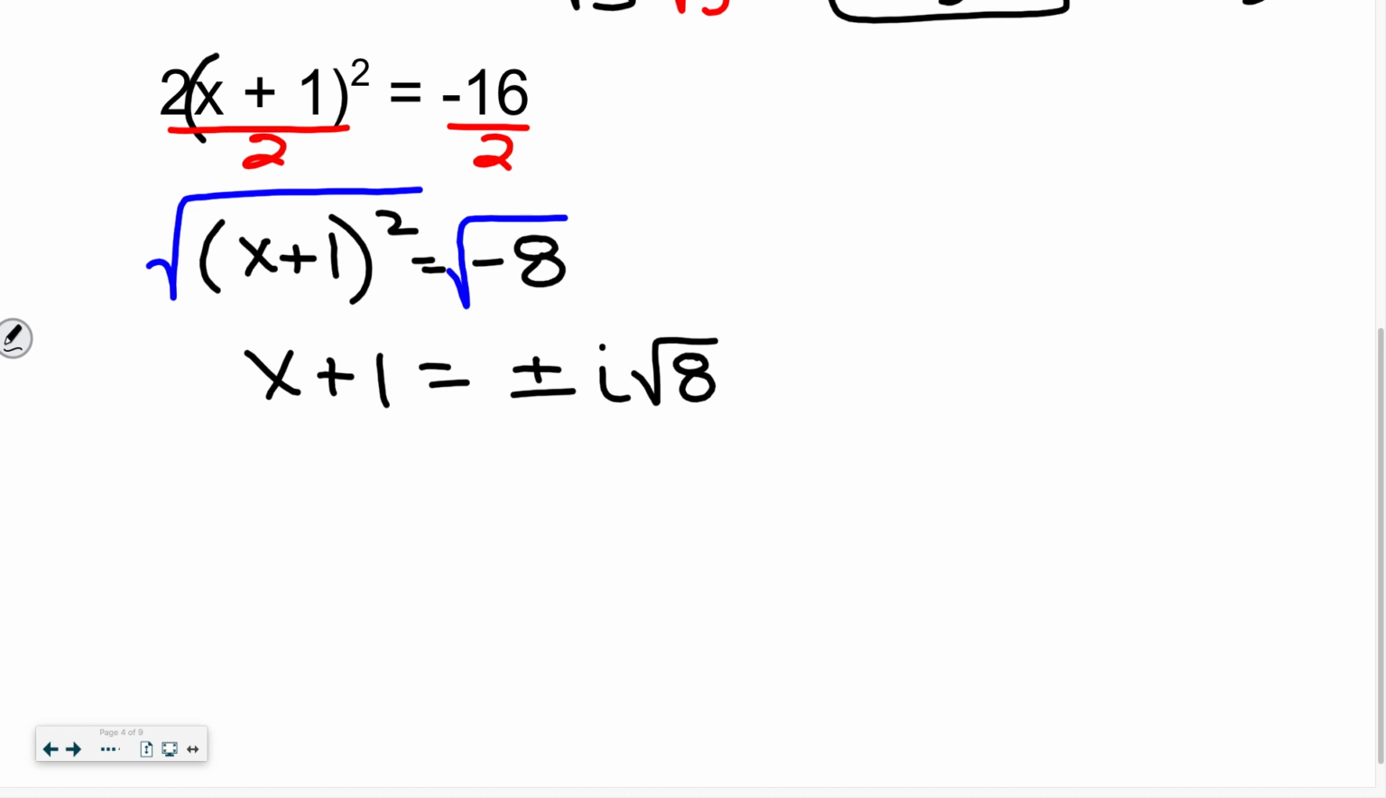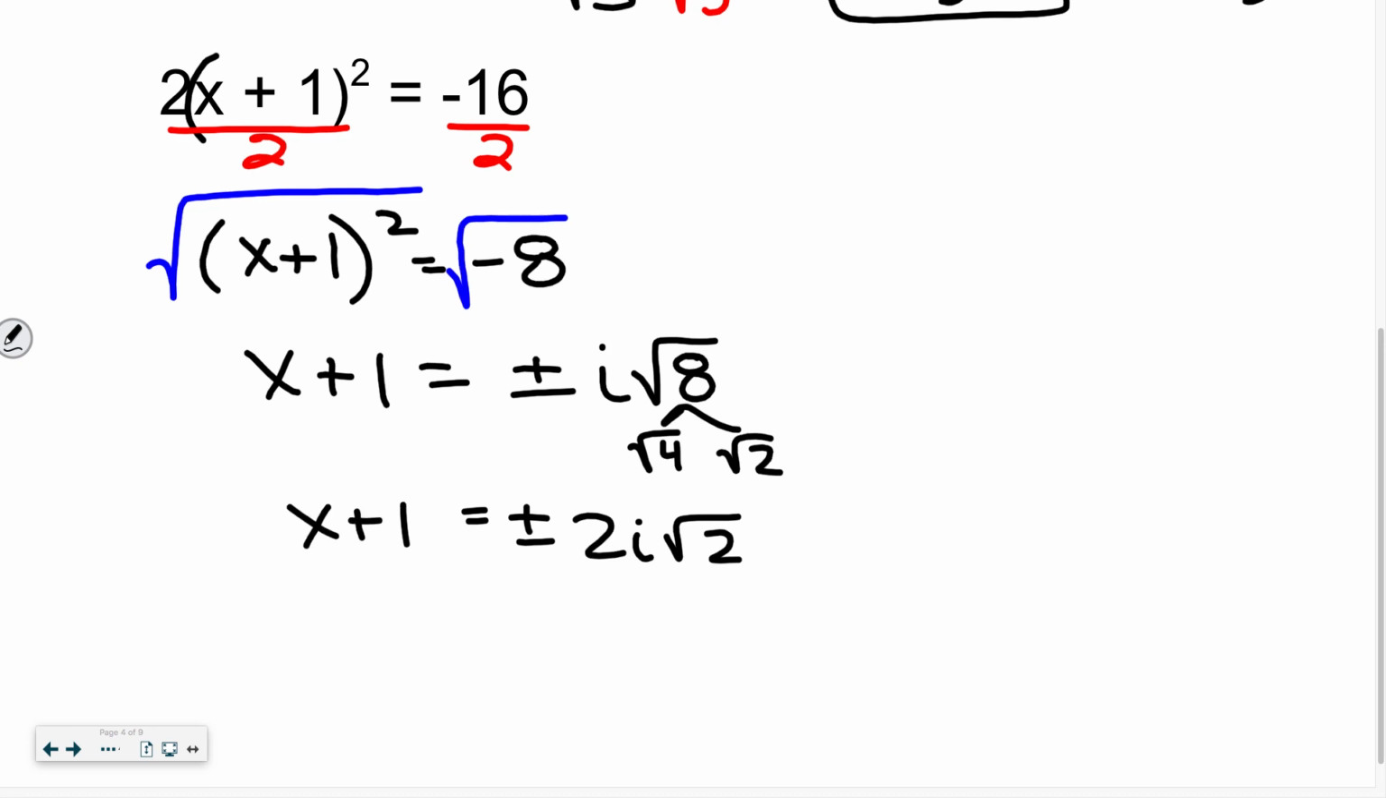Can you simplify square root 8? Yeah, it's the square root of 4 times the square root of 2, which is 2 square root 2. So I'm going to call that plus or minus 2i square root 2. If you wrote like i2 square root 2, that's fine. You're going to see it written as we progress through the chapter. You would treat it just like a variable. Like, you would call it 3x, not x3. Okay, so you would call it 2i square root 2.